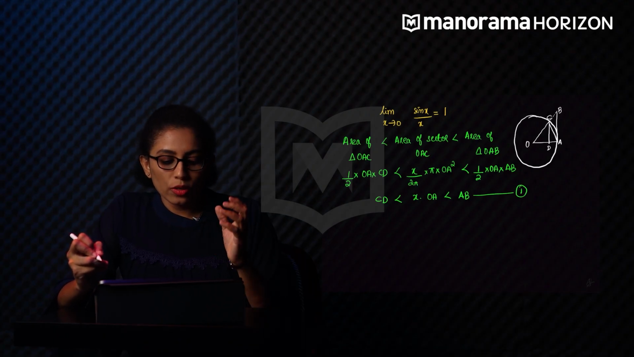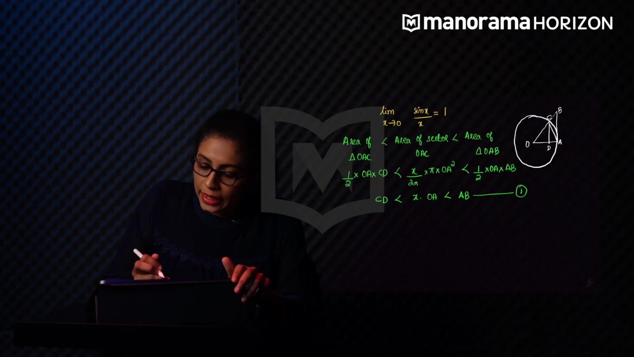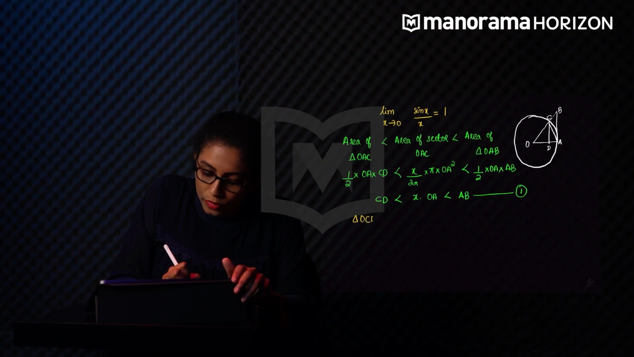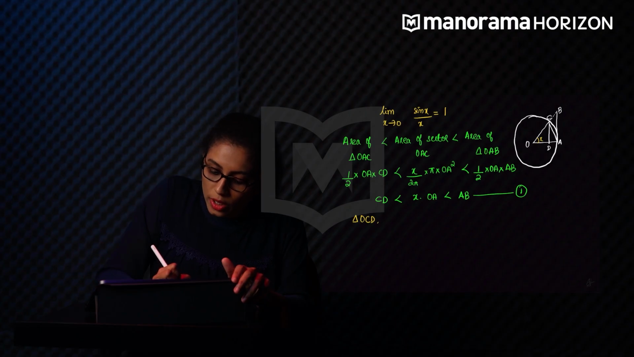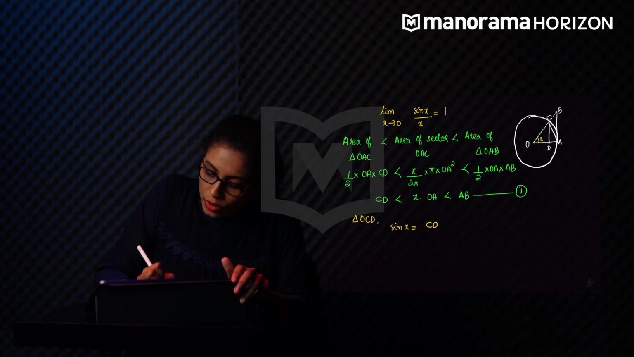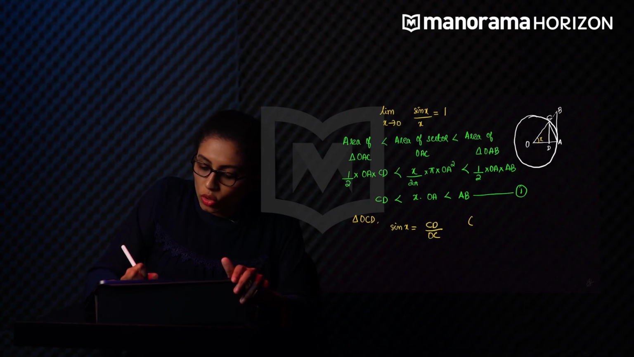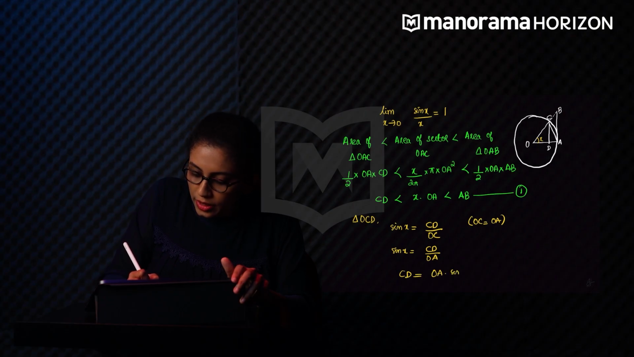Now we have to find what is CD and what is AB and substitute in this equation. So to find CD, we have to consider the triangle OCD, and you know this angle is x. So what is sin x? Sin x is equal to perpendicular by hypotenuse. So CD by, what is the hypotenuse? OC. And we know OC is equal to OA. Therefore we can write it as CD by OA. Right? Therefore CD will be equal to OA into sin x.